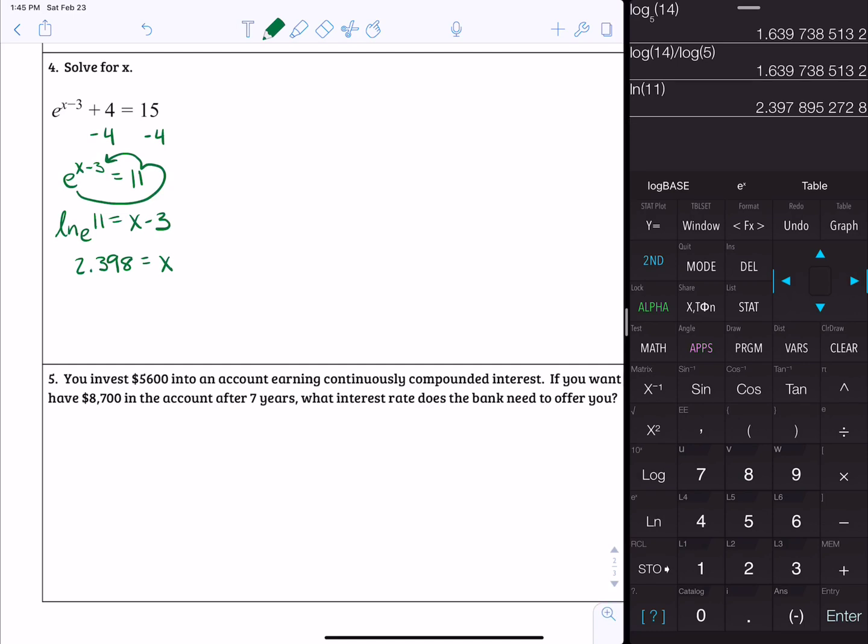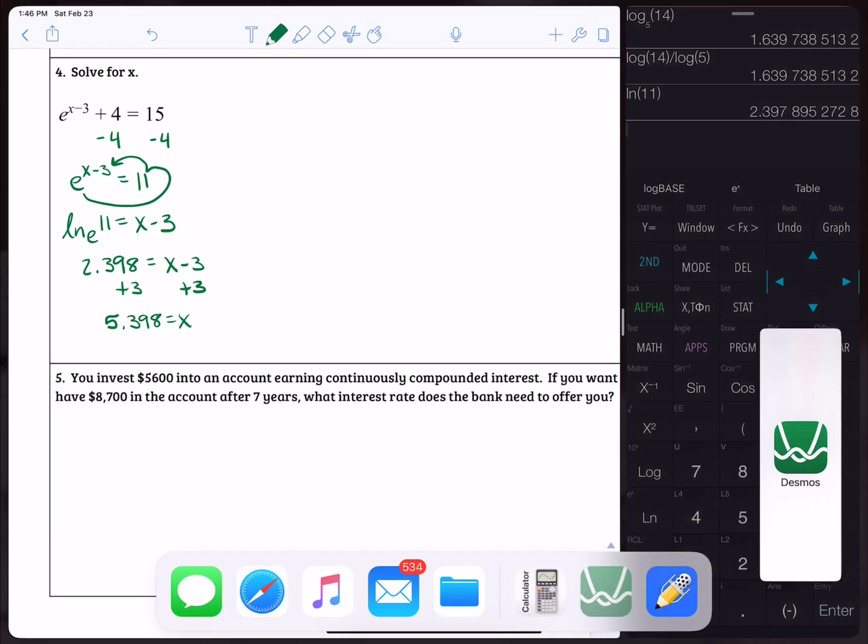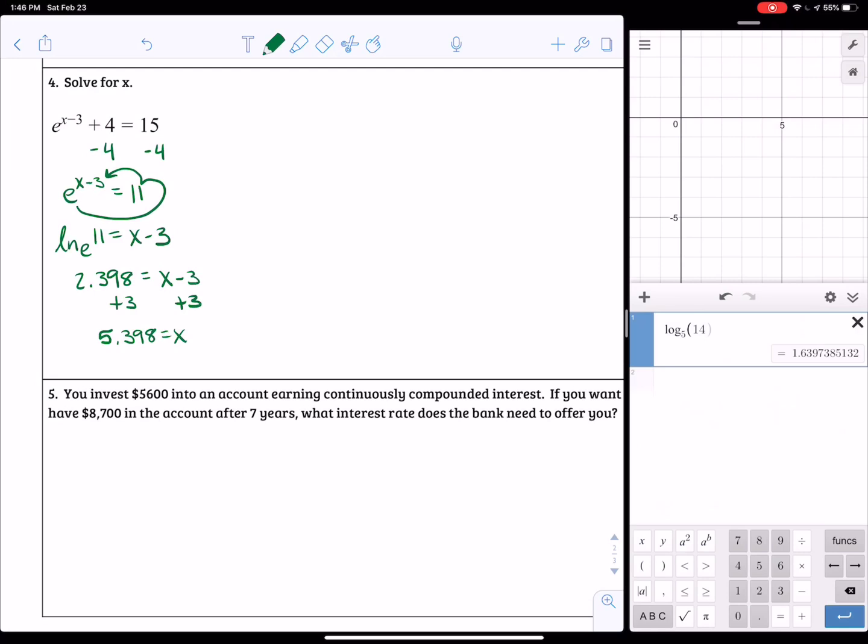It'll round up to 8. Equals x minus 3. And then we can add 3 to both sides. So you get 5.398 equals x. Now the other way to do it is I would use Desmos to type this in and find where they intersect. So let's take what's on the left.